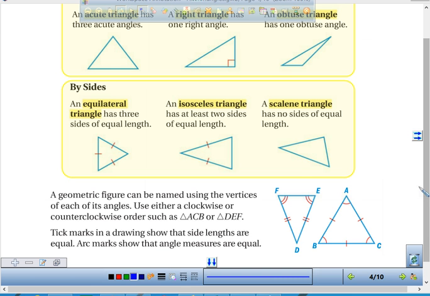Here's a math problem. Correct. 60 degrees. So then if you named it by its angles, that equilateral triangle is going to be named what? Acute. Because all three angles are less than 90. So it's an acute equilateral triangle. Okay? Naming it by both.